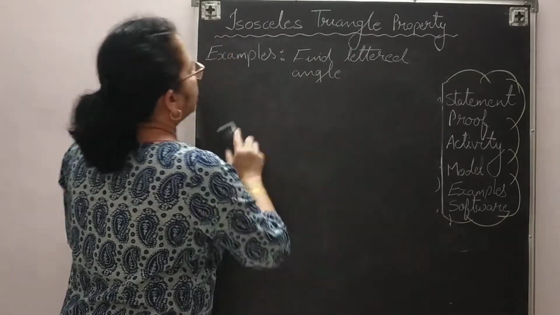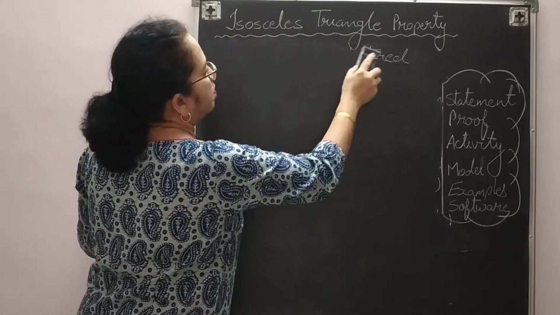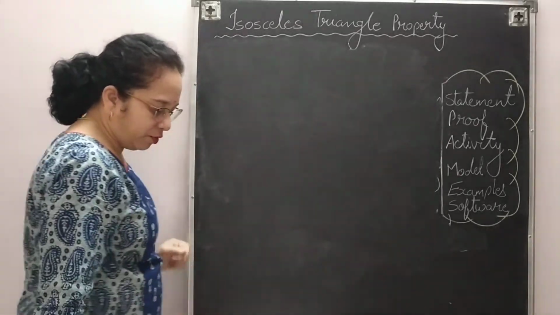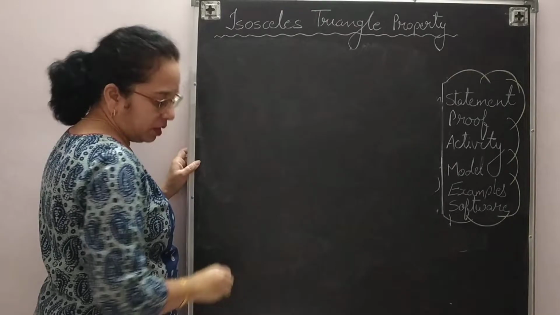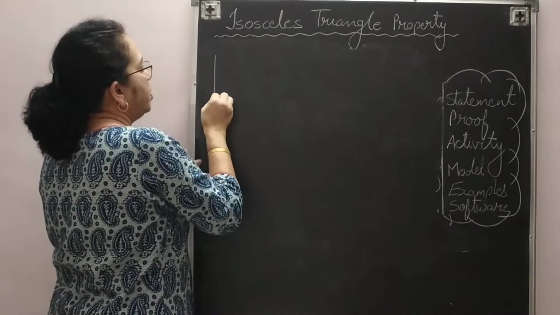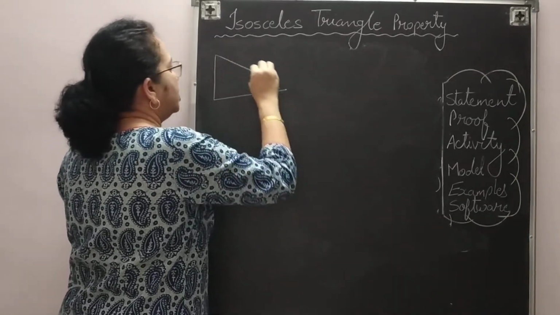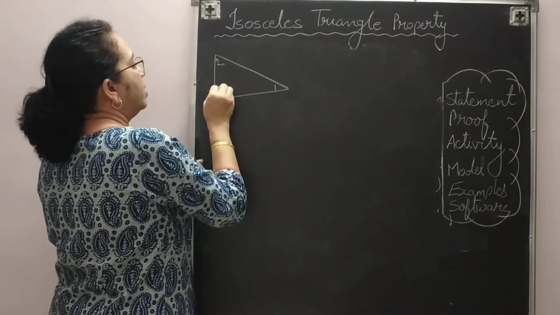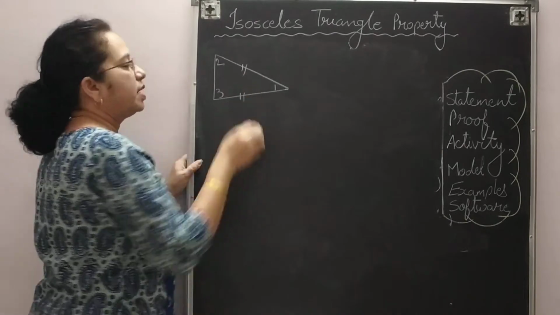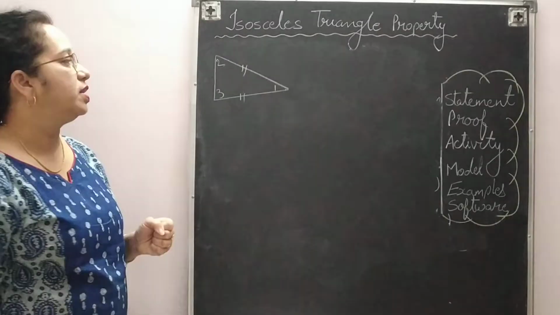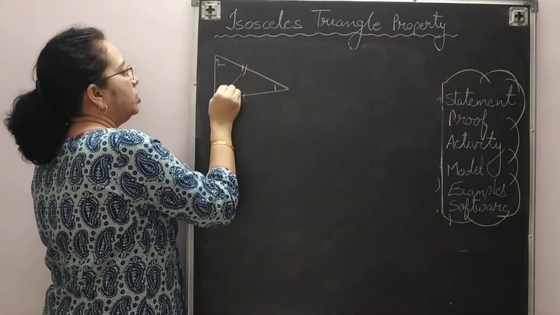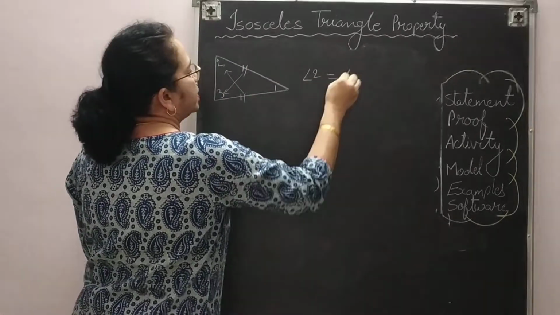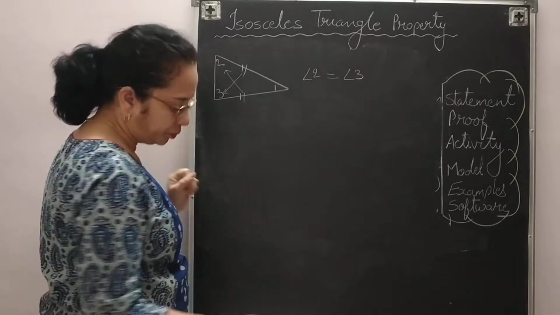So now this isosceles triangle property, I have explained you about the statement, about the proof and few examples. But I want to take few more figures so that the concepts will be more clear. Suppose if this type of triangle, I am writing here angle 1, angle 2, angle 3 and these two sides are equal, then which two angles will be equal? Opposite to this is angle 3 and opposite to this is angle 2. So we will say that angle 2 is equal to angle 3.